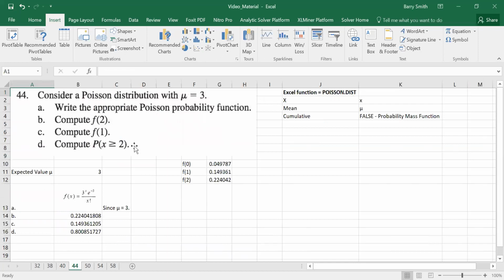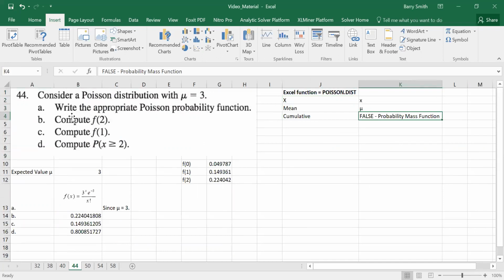Now we're going to do the Poisson. All right, so in Excel, the Poisson is going to be the Poisson.dist. These are the 3 items it's going to ask for in the function: x, the mean, and cumulative. X is just going to be our x. The mean is going to be our expected value, or the mu. And cumulative is, again, we're going to want false because we want that probability mass function.